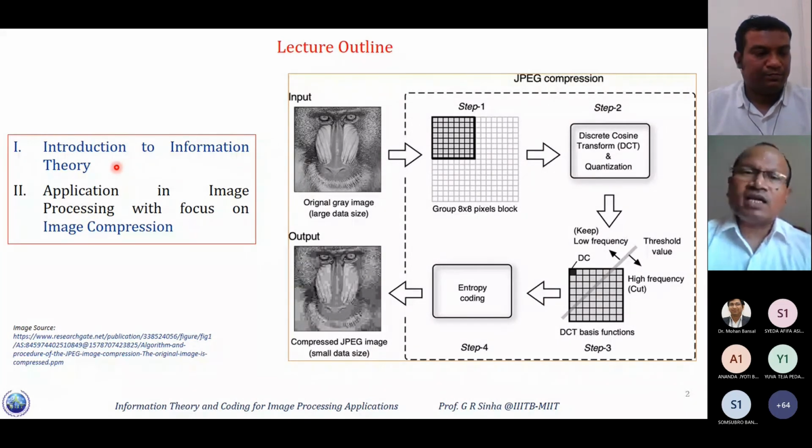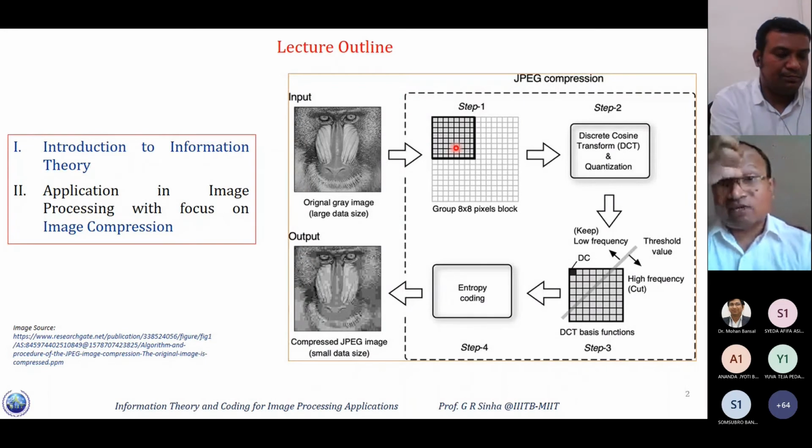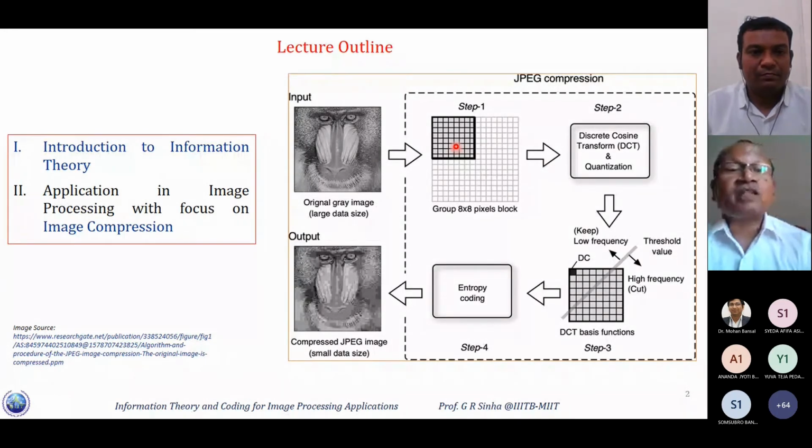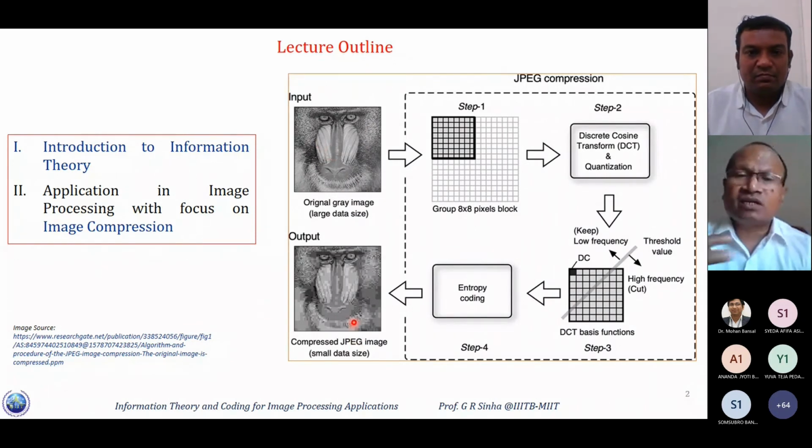So when you see this slide, there is another image that tells you how the image is being compressed. You see there is an original image, a grayscale image, whose size is large. The data requirement, the data dimension, is large. Now, when you see the output image, which is the compressed one, the data will be reduced. That is, the size or the dimension will be reduced.